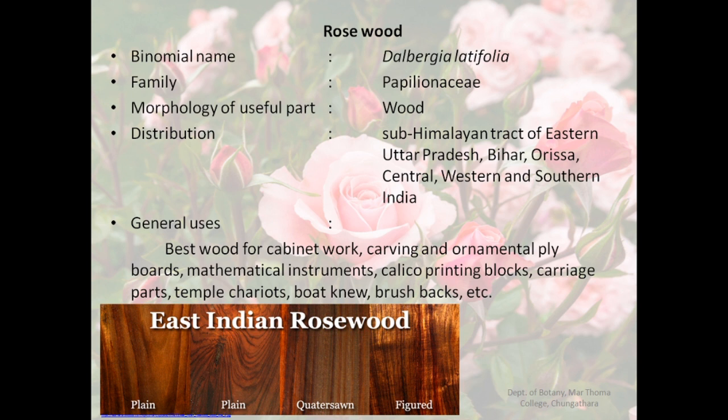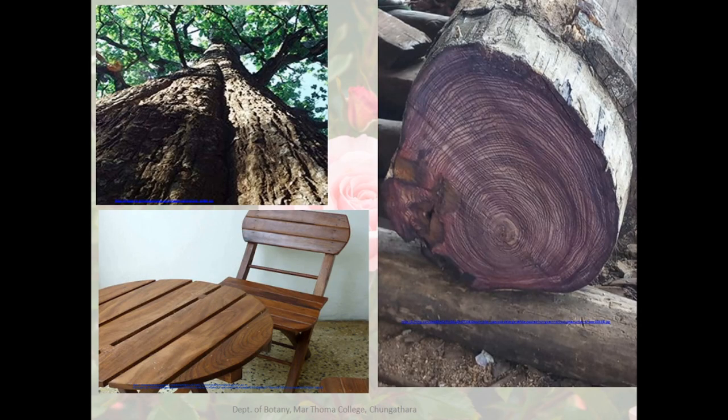Its wood is best known for the cabinet work and carving. Various ornamental items are prepared from the rosewood. Mathematical instruments, calico printing blocks, carriage paths, temple chariots, boats, brush backs, etc. are also prepared from Indian rosewood. When we compare the rosewood with other woods, we can see that it is a bit darker wood.